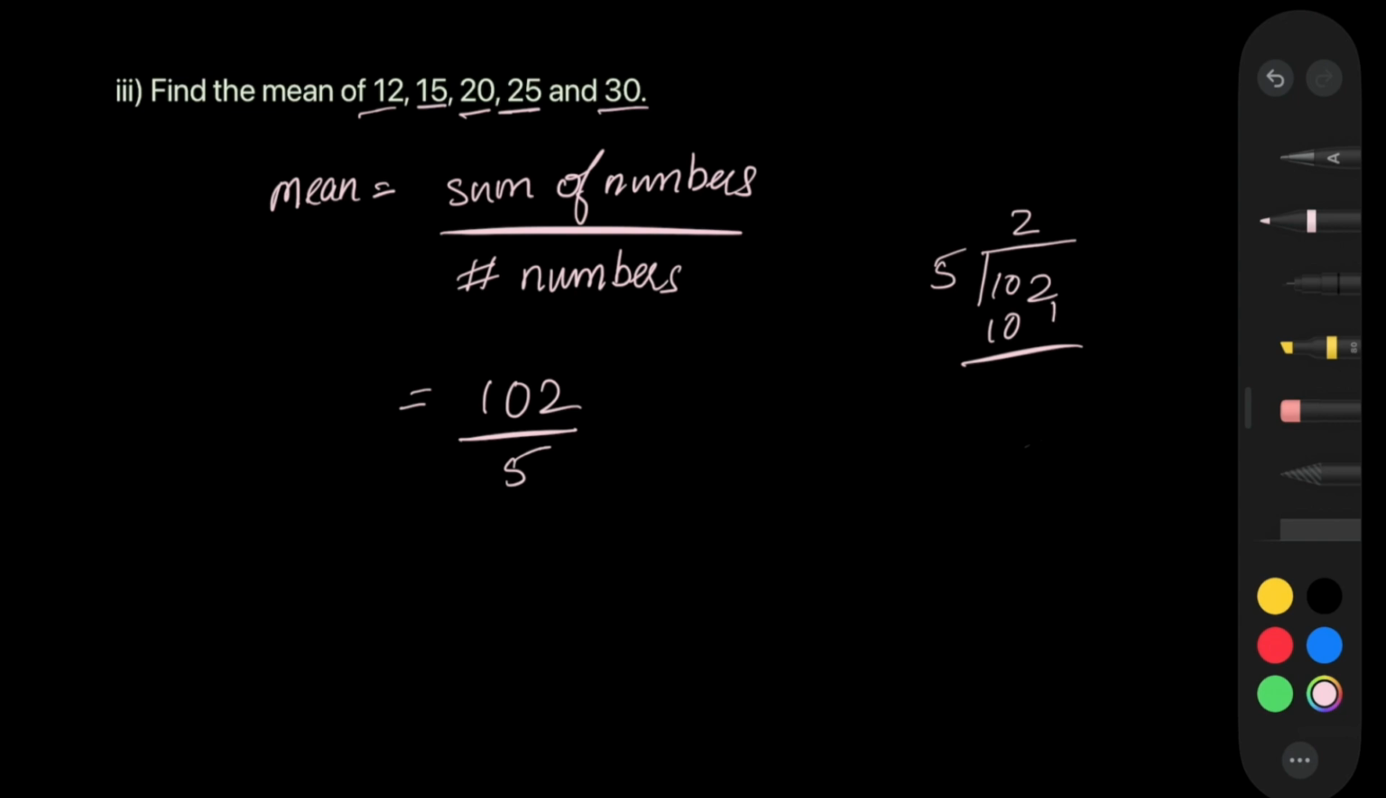5 goes in 10 twice with no remainder. We bring down the 2. 5 doesn't go in 2, so we get a remainder of 2. And we add a decimal point to the quotient, and we need to multiply the remainder by 10. 5 goes in 20 4 times with no remainder. So the mean of these 5 numbers is 20.4.